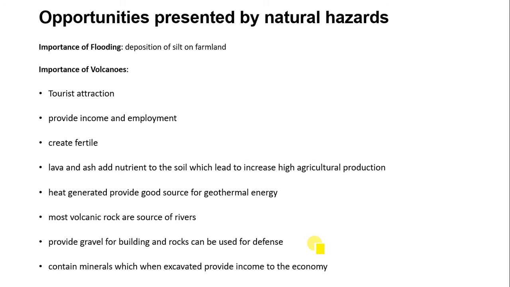Now, what are some of the opportunities presented by natural hazards? We have the importance of flooding, such as deposition of silt and alluvium, which is good for agriculture. Then in the case of volcanoes: tourist attraction, which provides income and employment, and fertile soil, as the lava and ash add nutrients to the soil, which leads to increased agricultural production. Heat generated provides a good source of geothermal energy. Most volcanic rocks are a source of rivers. They provide gravel for buildings and contain minerals which, when excavated, provide income for farmers.